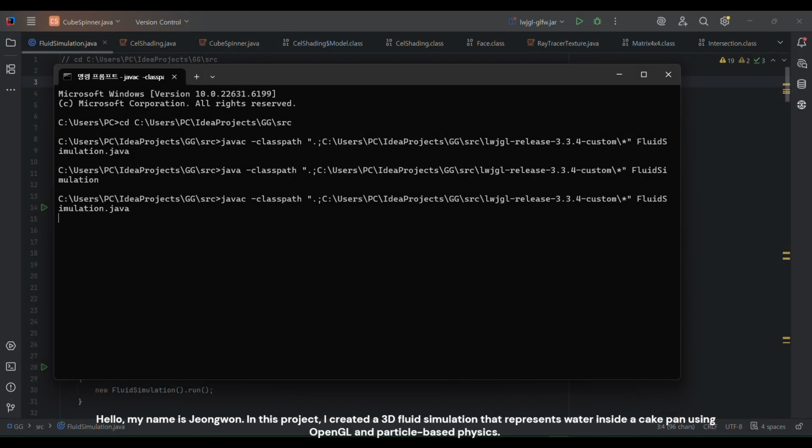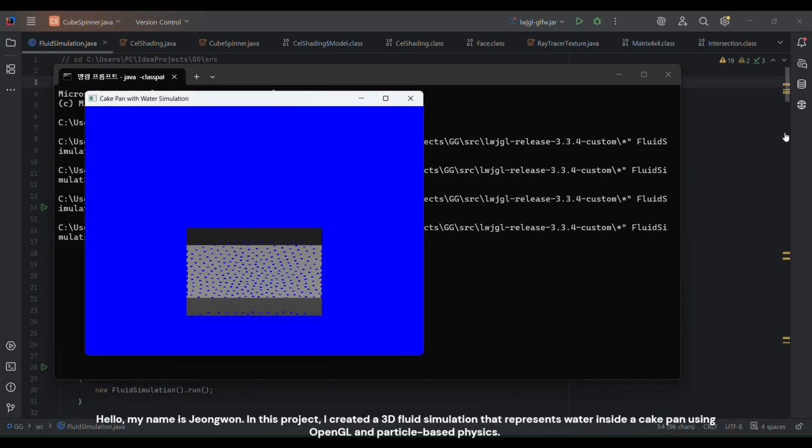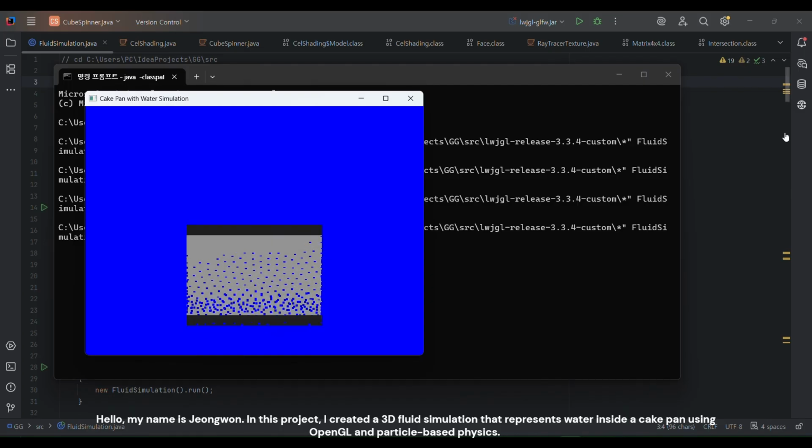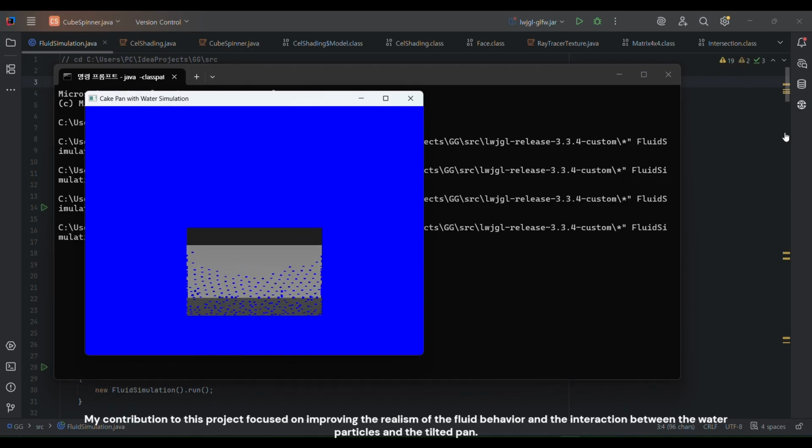In this project, I create a 3D fluid simulation that represents water inside a cake pan using OpenGL and particle-based physics. My contribution to this project focused on improving the realism of the fluid behavior and the interaction between the water particles and the tilted pan.